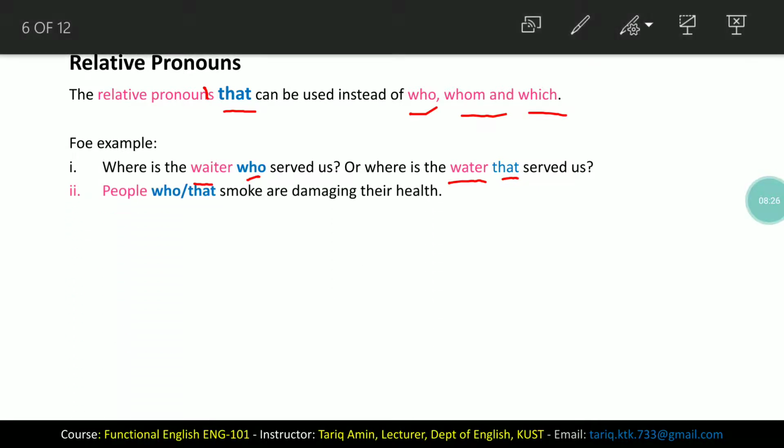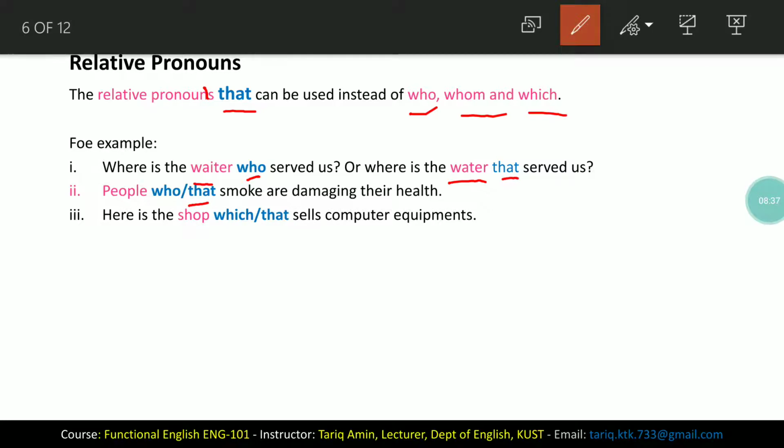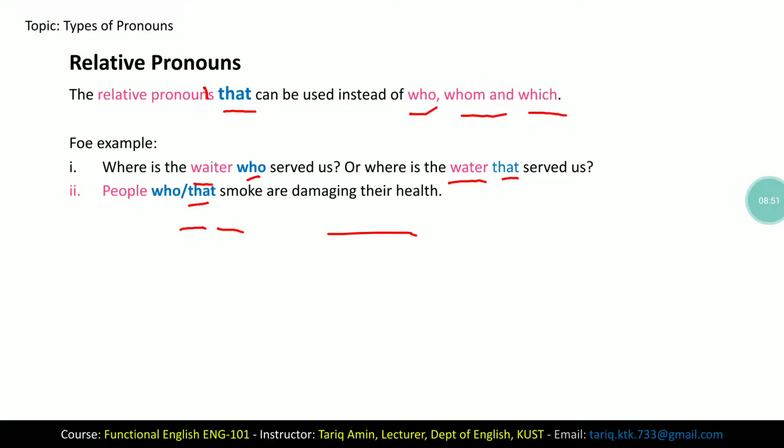People who smoke are damaging their health. We can also say that people that smoke are damaging their health. Or here is the shop which sells computer equipment. But we can also say that here is the shop that sells computer equipment. So the relative pronoun that can be used instead of who, whom, and which. The same is the case with example number 3.